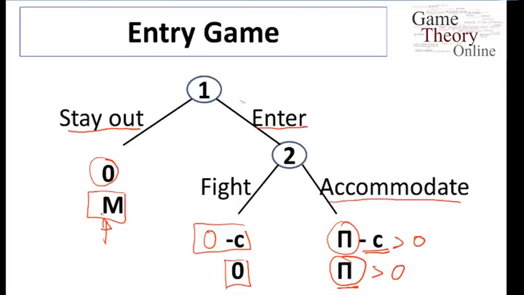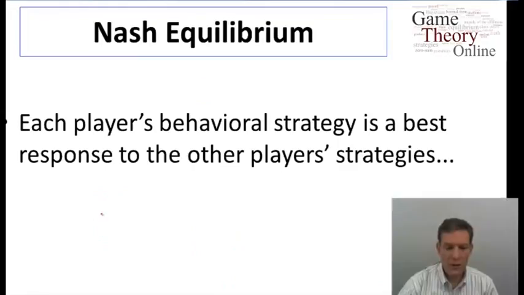Okay, so let's begin to analyze this. First, let's look at Nash equilibrium. Nash equilibrium of the game. So again, we just want to specify strategies that are best responses to the other player's strategies. So each player is making a choice. It's the best reply to the other player's strategy. So what does that look like in this game?